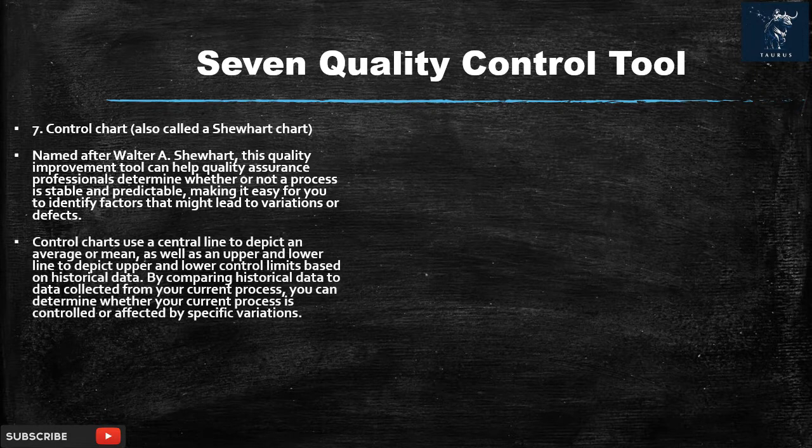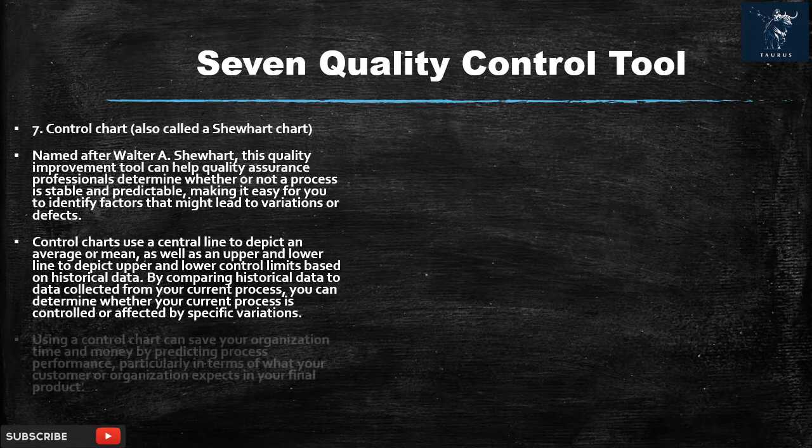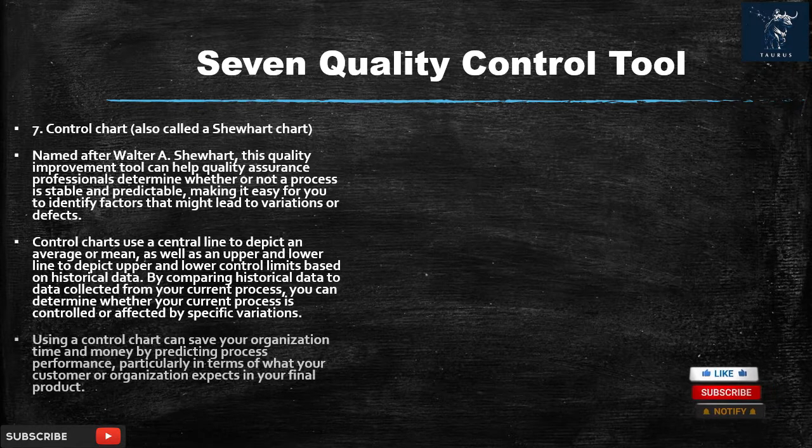This quality improvement tool can help quality assurance professionals determine whether or not a process is stable and predictable, making it easy for you to identify factors that might lead to variations or defects. Control charts use a central line to depict an average or mean, as well as an upper and lower line to depict upper and lower control limits based on historical data.